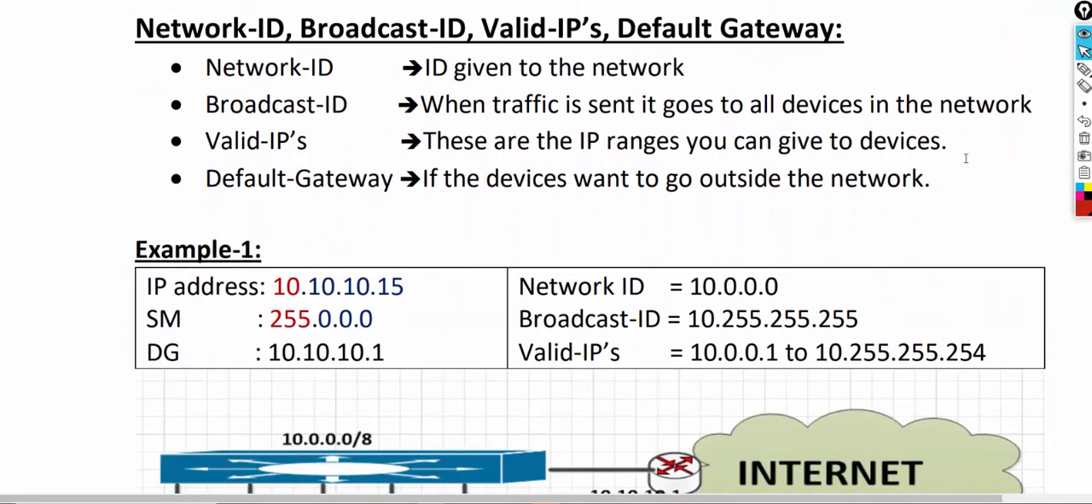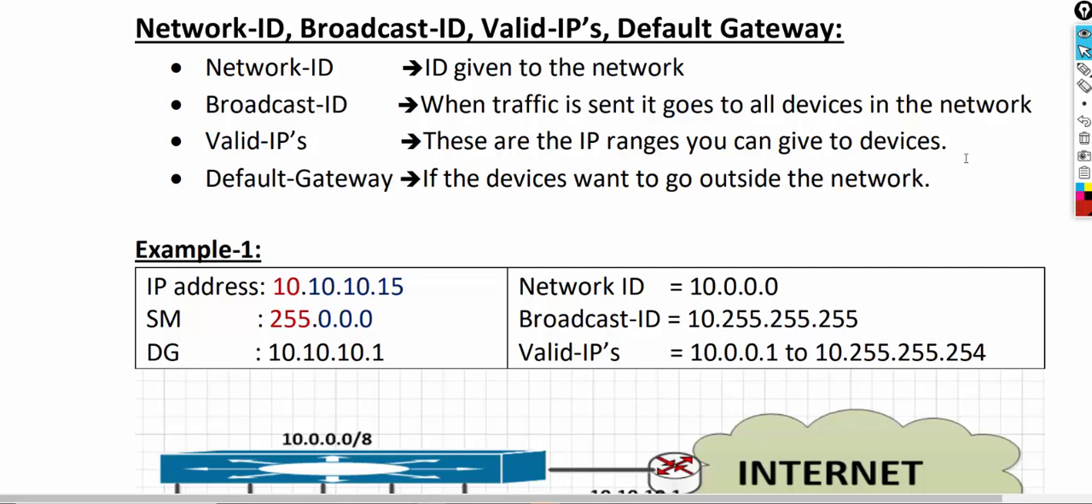Also remember, every IP address has a network ID, broadcast IP, valid IPs and default gateway. Network ID is the ID given to the network. What is a broadcast ID? Whenever you send traffic to the broadcast ID, it goes to all the devices in the network. If I talk to everybody, like right now on YouTube, I'm doing broadcasting. Valid IPs are nothing but home addresses.